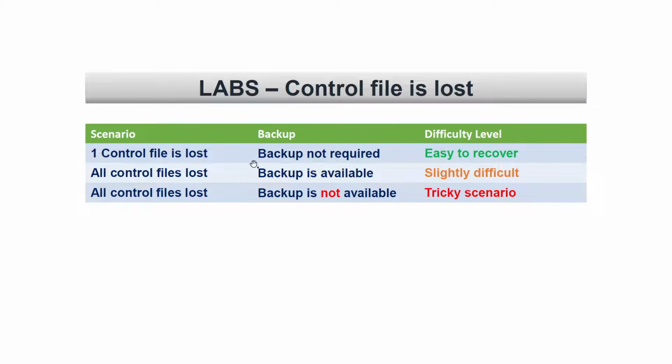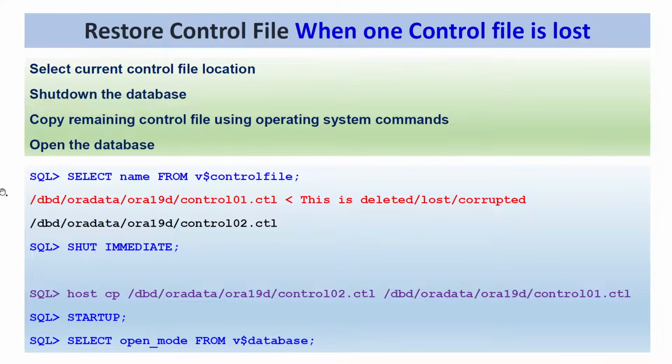So if one control file is lost, a backup is not required, easy to recover. All control files are lost, backup is available, slightly difficult, but still possible. All control files are lost, backup is not available, tricky scenario. So let's see all of these scenarios. Restore control file when one control file is lost. What you do: you select the current control file locations, shut down the database, copy the remaining control file using operating system commands, and open the database.